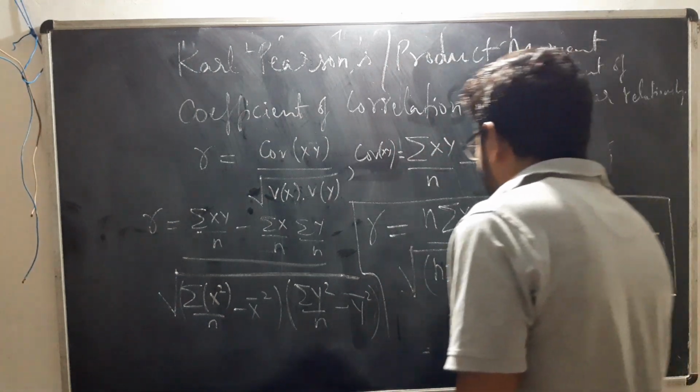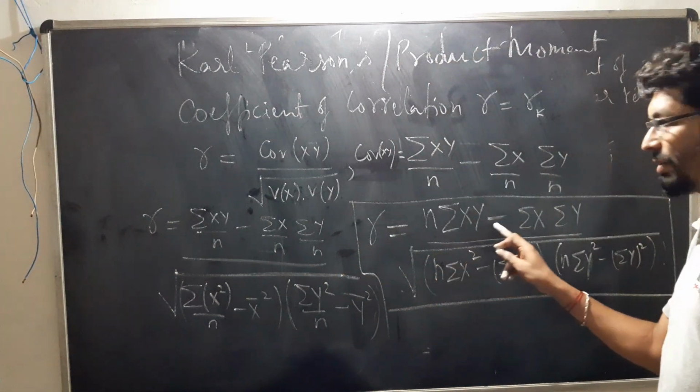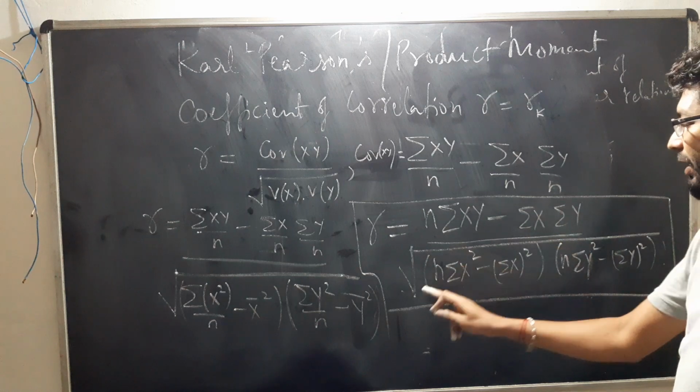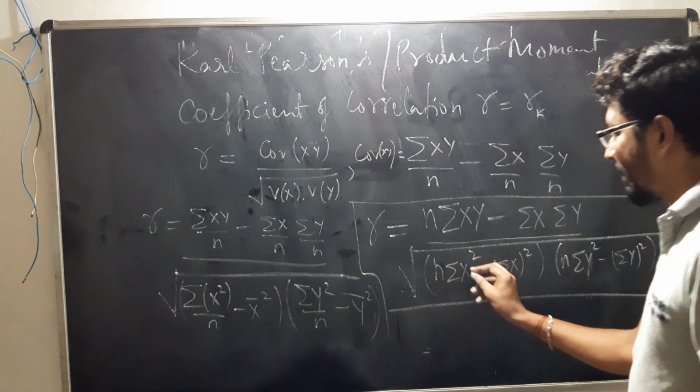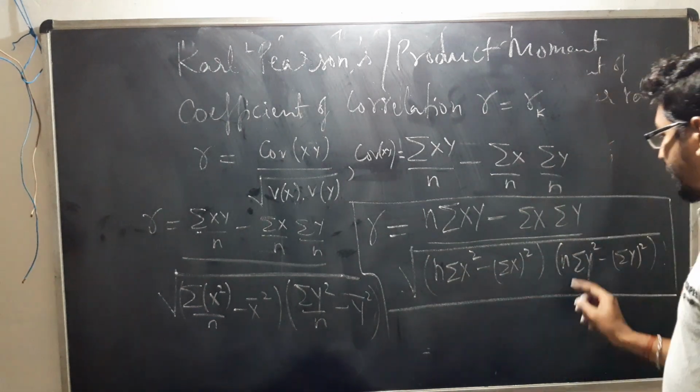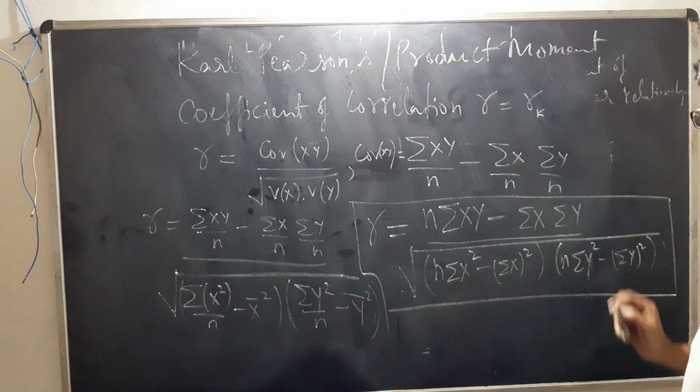So you have to memorize this formula: n into sigma xy minus sigma x sigma y, divided by the square root of n sigma x square minus sigma x whole square into n sigma y square minus sigma y whole square.